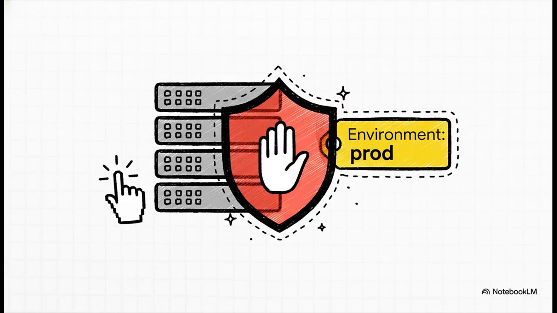Let's break that down. It's actually really simple. This condition just looks at the tags on whatever resource someone is trying to mess with. If it finds a tag with the key environment and the value prod, the action is denied. Full stop. It's such a powerful and simple way to build a safety net around your most important stuff.